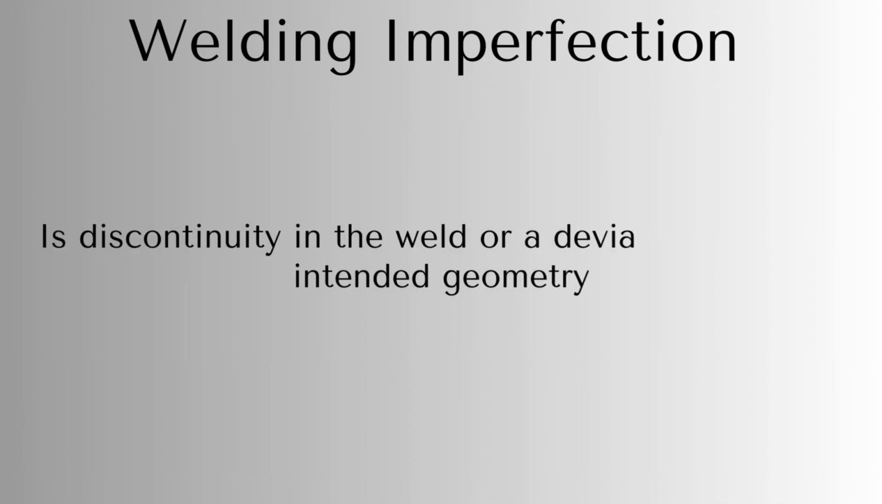So, welding imperfections or defects are classified as per BS EN ISO 6520 Part 1. That is very important. Let us understand the difference between welding imperfection and defects. So, let's see what is welding imperfection. It is a discontinuity in the weld or a deviation from the intended geometry. Right? So, based on the imperfection, it is not necessary that we reject the workpiece.